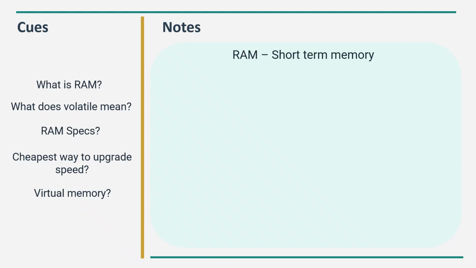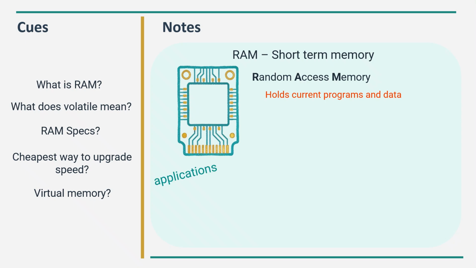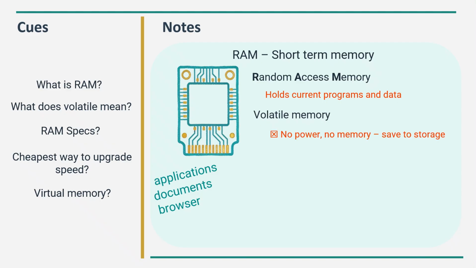RAM is the computer's short-term memory or working memory, and RAM stands for Random Access Memory. Your open tabs, documents, and browsers live here, holding the programs and data you are currently using. RAM is also volatile memory, which means when the power is off, everything is lost. That's why you save to storage.